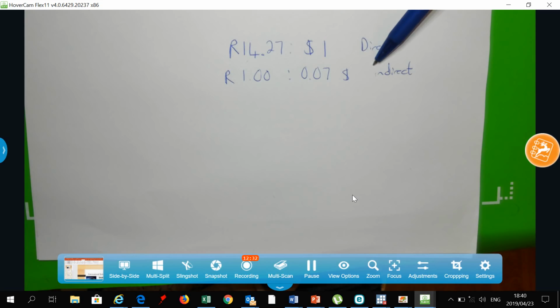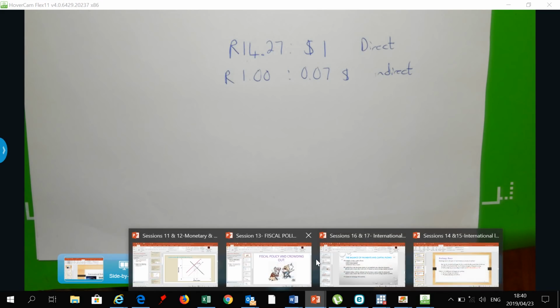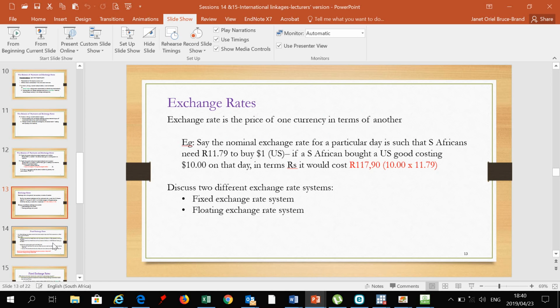The indirect method of quotation shows you for 1 unit of domestic currency how much of the foreign currency can you purchase. So 1 South African rand will get you 0.07 US dollars. A little bit depressing when you quote it that way around. So these are the different ways of quoting an exchange rate. I'm going to switch back now to our lecture slides.